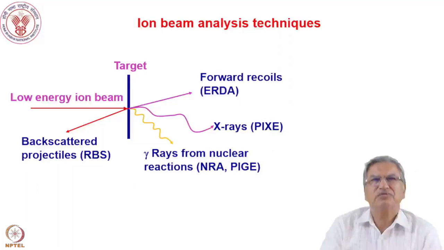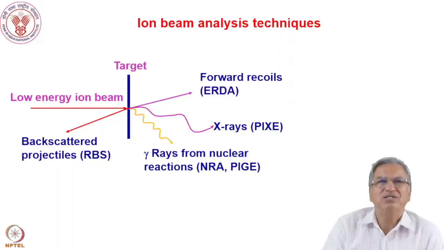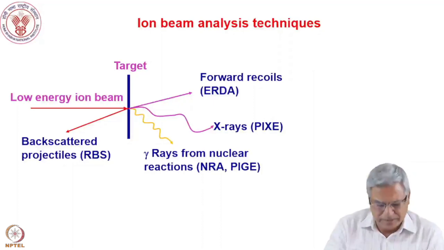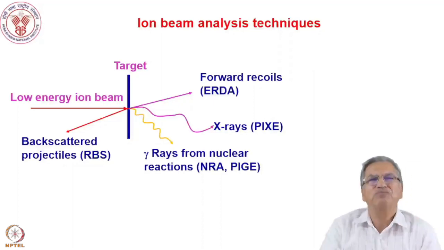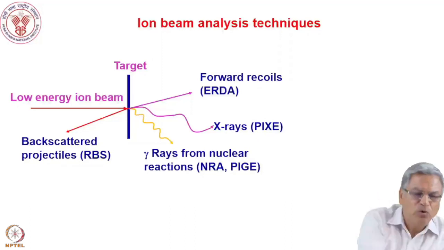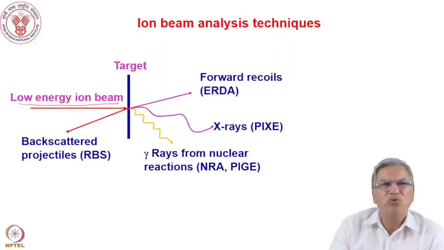As the name suggests, in ion beam analysis technique, we use a charged particle beam, and the charged particle beam may have different types of reactions with the nuclei in the target. Depending upon the type of reactions that are happening, we have different nuclear analytical techniques. So by this schematic, I will first introduce the techniques that I am going to discuss in this lecture.